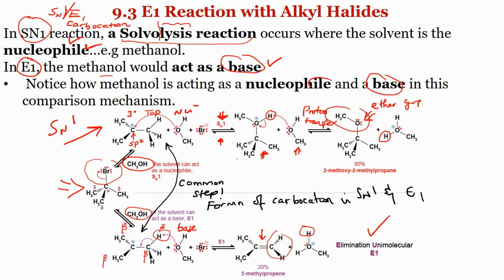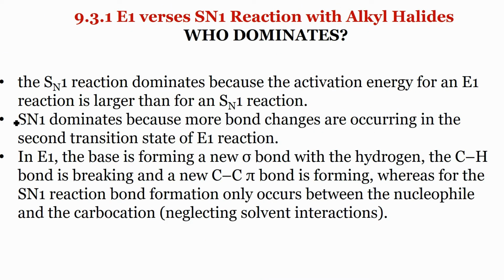So the starting material has the same reactant, methanol. Which one wins and why? So the key point here is SN1 dominates because of the small bond changes occurring in the second transition state of E1. And we're going to look at that. That's what I was looking for in the mechanism, but it wasn't very clear. And we'll look for it in the next slides.